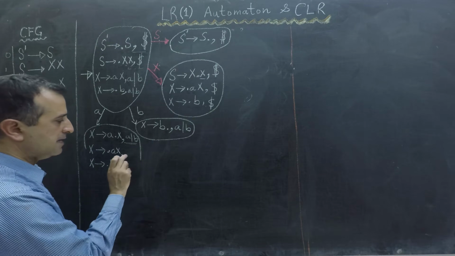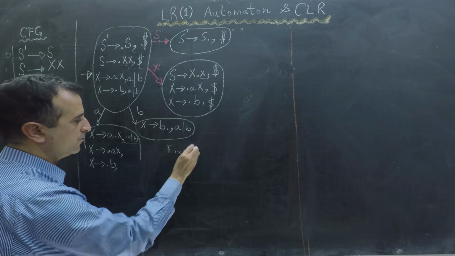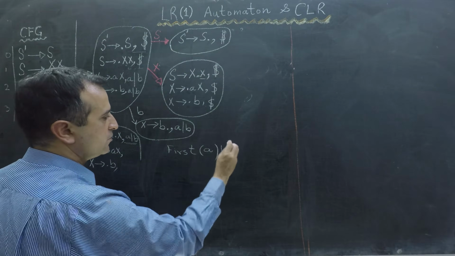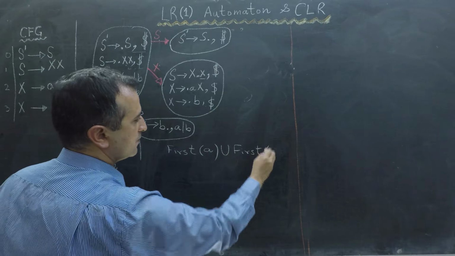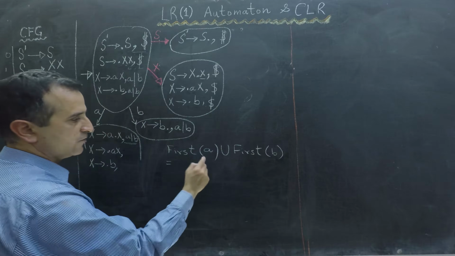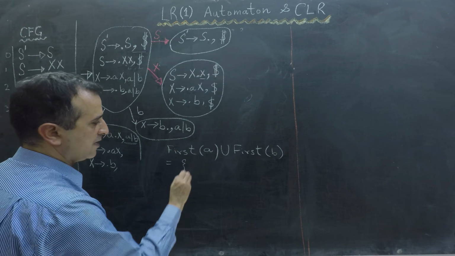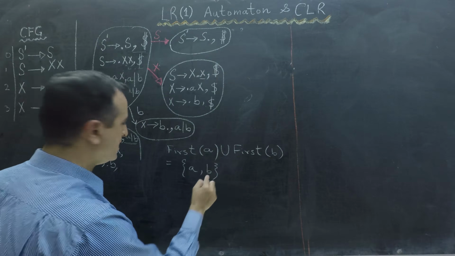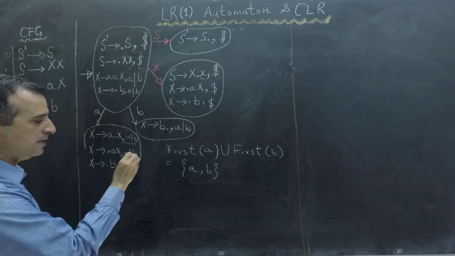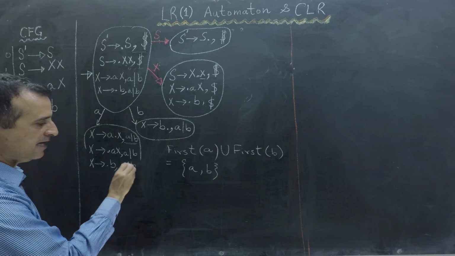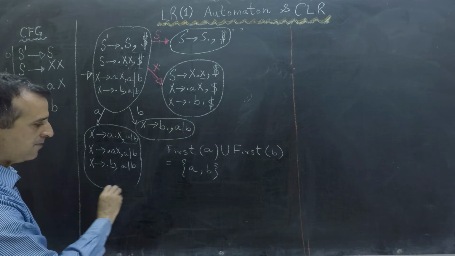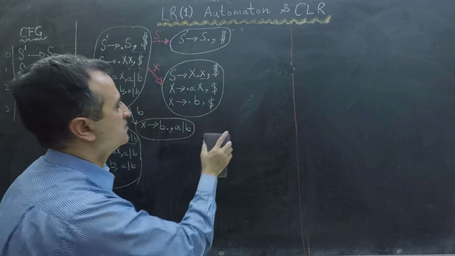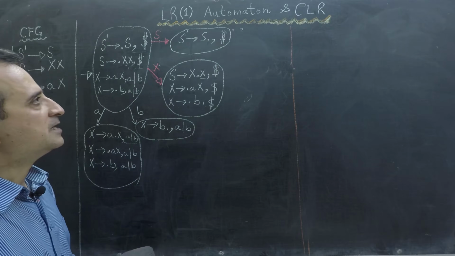Now because I have added these projections because of this X, after this X I have these two terminals. So I will add here first of A, and this OR is translated into union. So I will say union first of B. First of A, because A is a terminal, will be equal to A, union first of B, B is also a terminal, it will be equal to B. So I will add here A or B as my look ahead symbols. I am done with this state. So we will continue in the same manner and create more states.